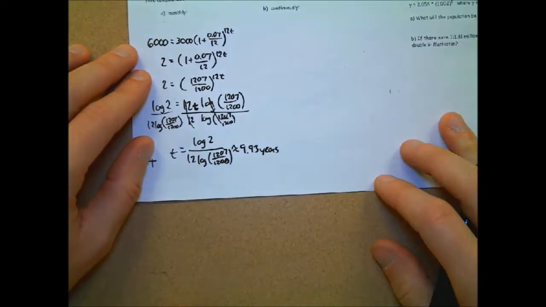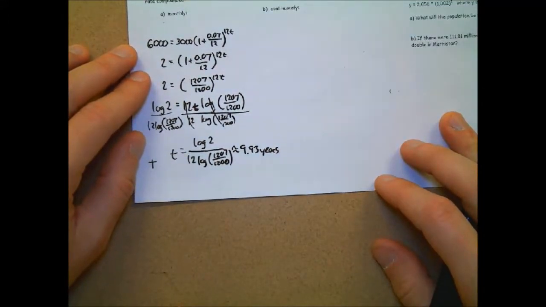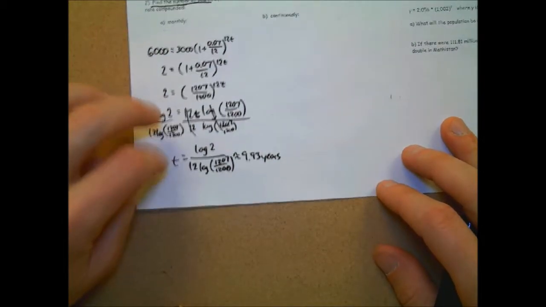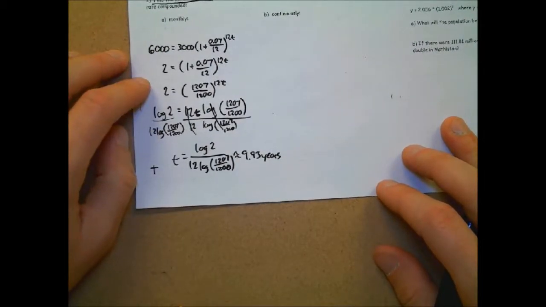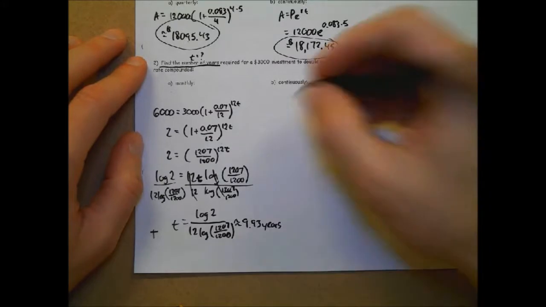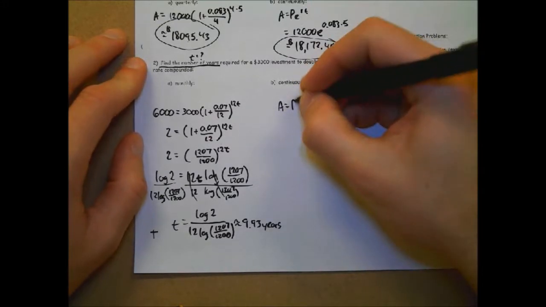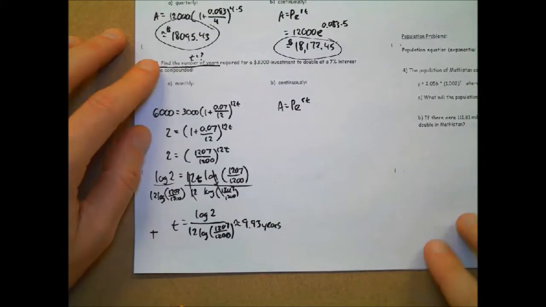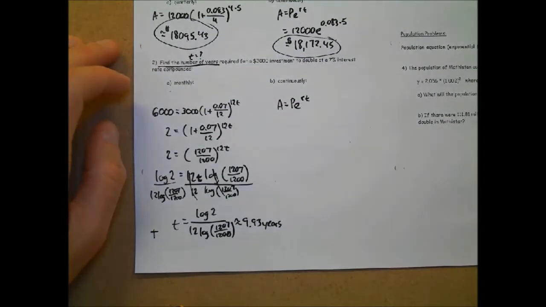It was compounded monthly, but we're finding that t isn't in a number of years. Okay. So yeah, 9.93 years. All right, so you guys go ahead, do the continuously one. So that's A equals P times e to the rt. Okay. So go ahead and try that one. It won't be nearly as bad, I think.